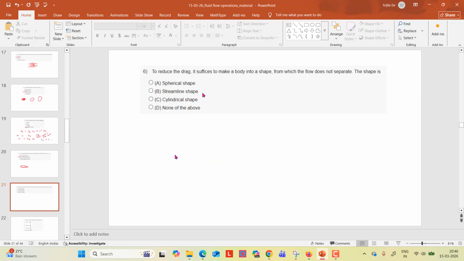Next, to reduce the drag, it suffices to make a body into a shape from which the flow does not separate. The shape is spherical shape, streamlined shape, or cylindrical shape. So for spherical shape, it will be higher drag and the pressure drag and the stress drag will be similar. For streamlined, the pressure drag will be low. For cylinder, also pressure drag will be higher. So it is the streamlined shape. We have to reduce the pressure drag. That is the main goal.